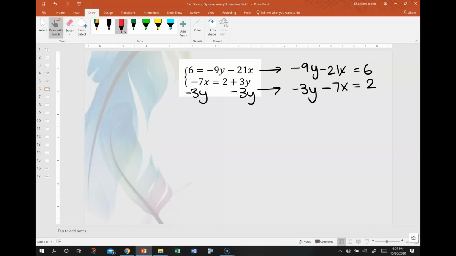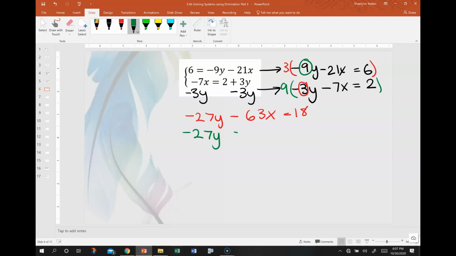Now, you may notice that numbers don't match here. This is a problem. So what we're going to do is we're going to pick one we want to get rid of. I'm going to pick the y. Yep, we're going to get rid of y. So I'm going to multiply the top by 3. And I'm going to get negative 27y minus 63x equals 18. Because 3 times 6 is 18. Then on the bottom, I'm going to multiply by 9. And I'll get negative 27y minus 63x equals 18.